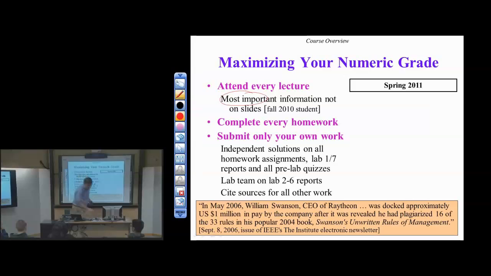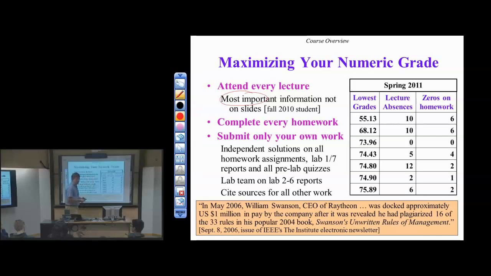The other thing that was interesting, based on that comment, in spring 2011, I also looked at the following: attendance in lecture, zeros on homework, and the final numeric grade. Now, I try to use a 10-point scale, so this would be an F, this would be a D+, this would be a C. And I did notice a trend on lecture absences and zeros on homework. One exception, someone that turned in every homework and attended every lecture but still didn't do that well. But otherwise, it really is related to attendance and participation in homework.